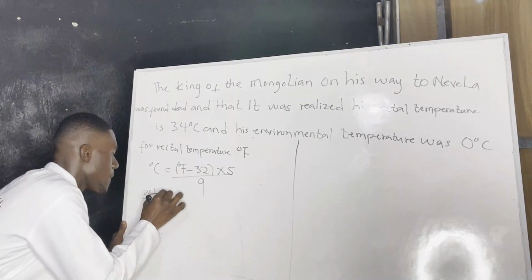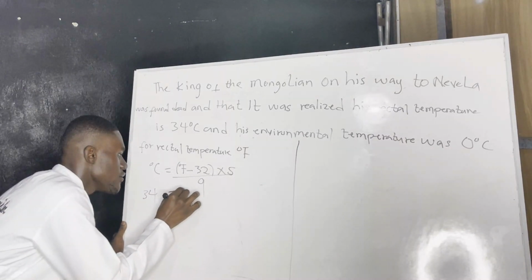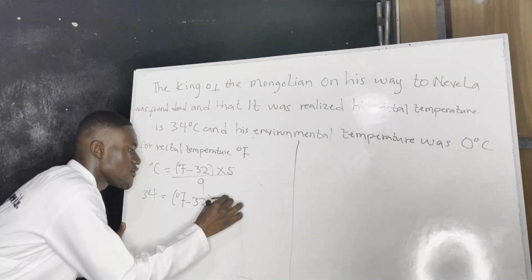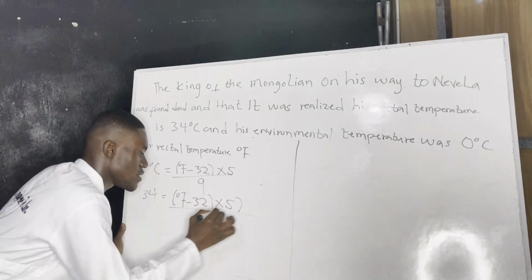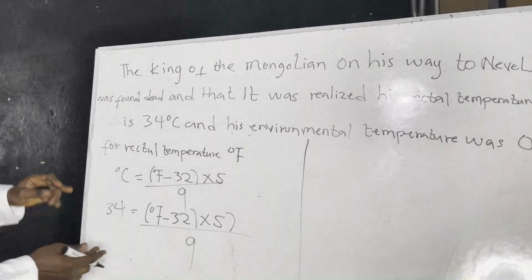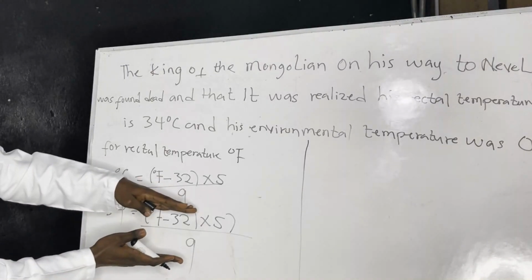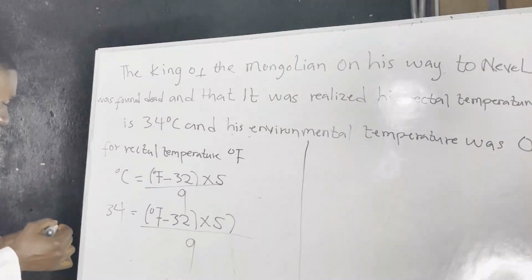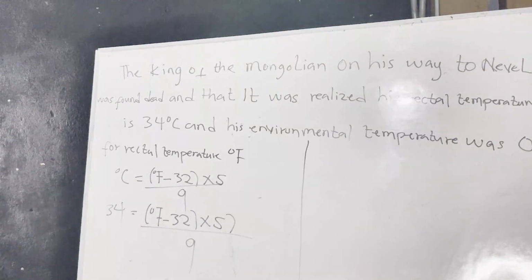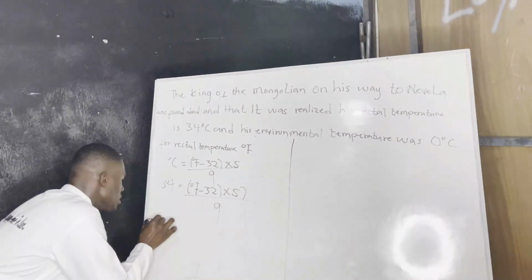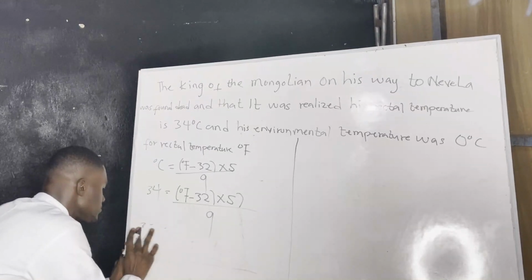Then degrees Fahrenheit minus 32 times 5, close bracket, all divided by 9. Multiply the 34 by the 9. Then we get one figure. Then on the other side to multiply, we get a linear equation that we can use to find his temperature in degrees Fahrenheit. So the 9 times the 34 gives us 306.